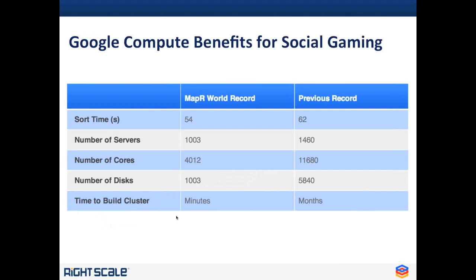It's important and probably a good comparison for you guys to think about because it has very high network requirements, as well as very high performance and consistency of speed. A little bit of background: this benchmark that was beaten by MapR is the TeraSort record, how fast you can process a terabyte of data.